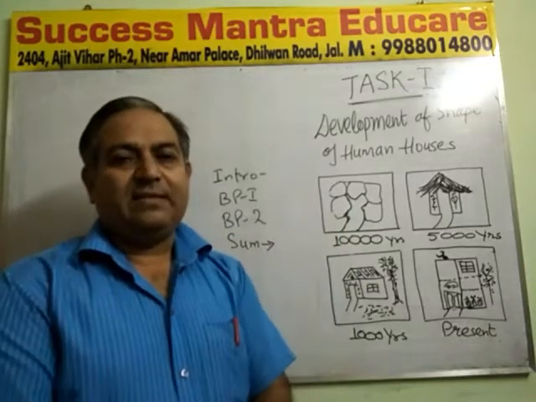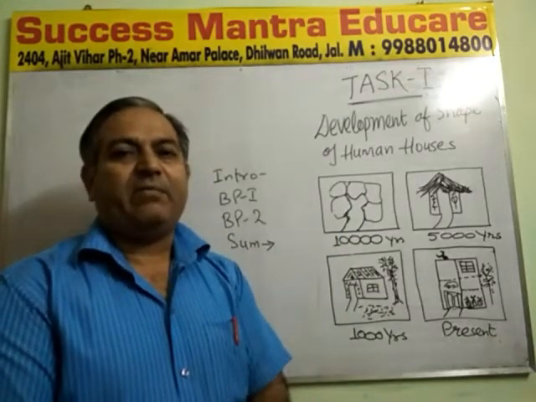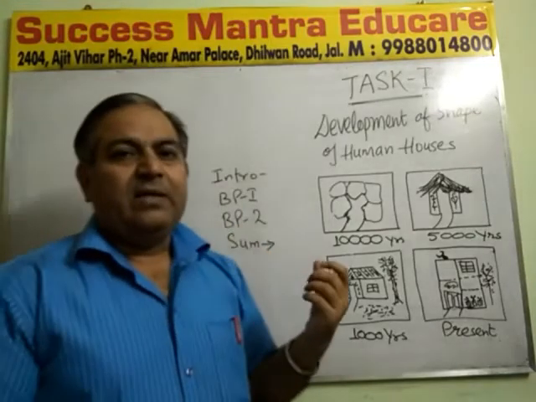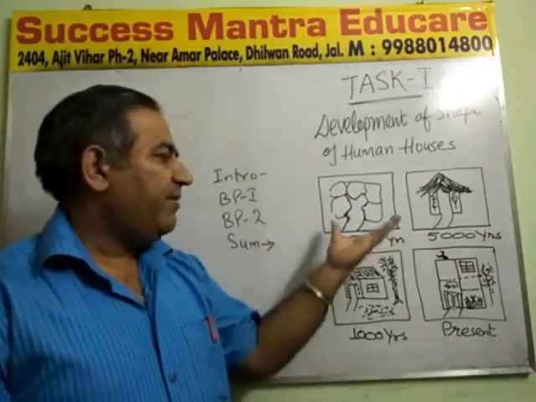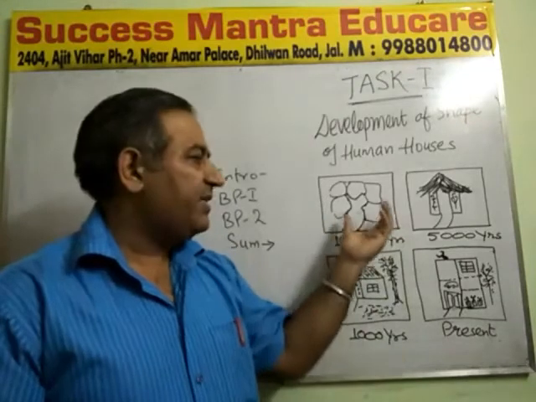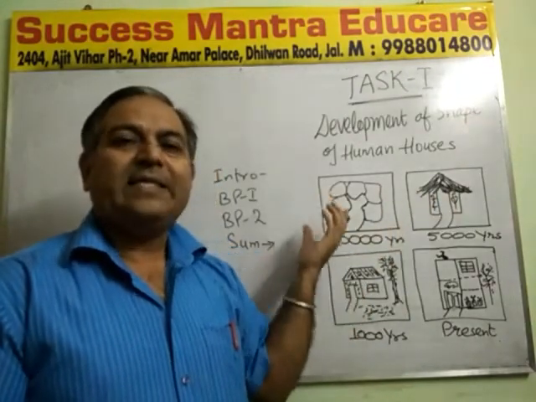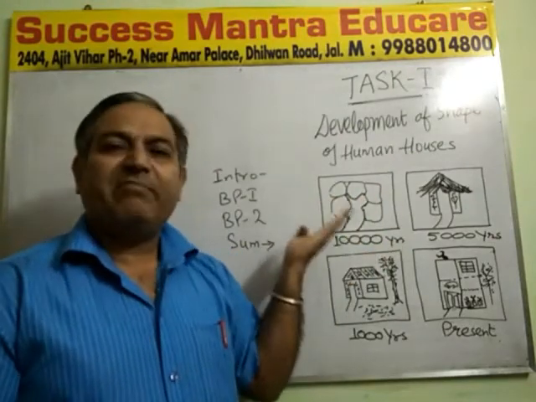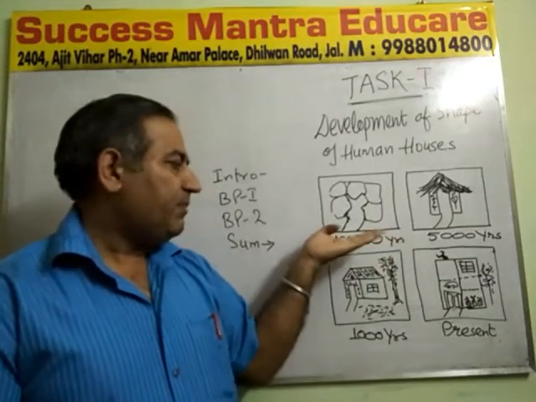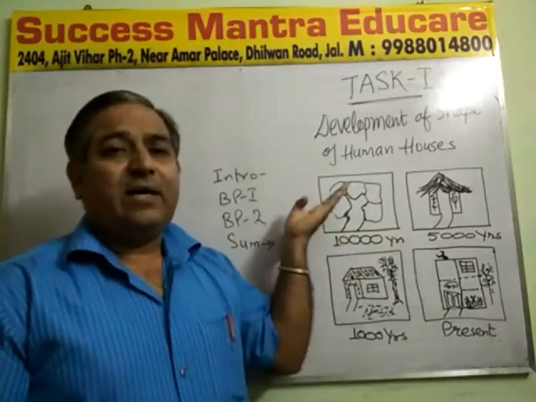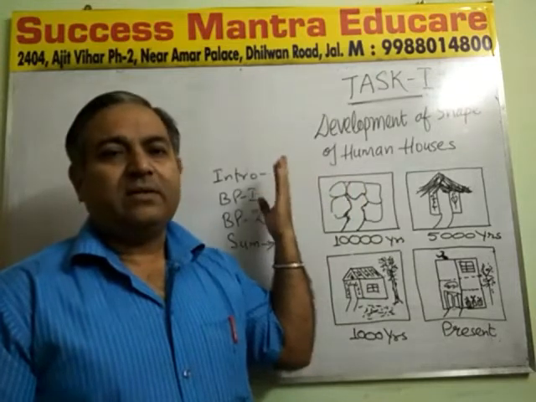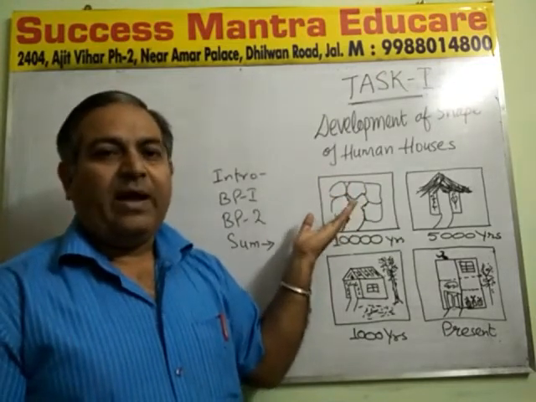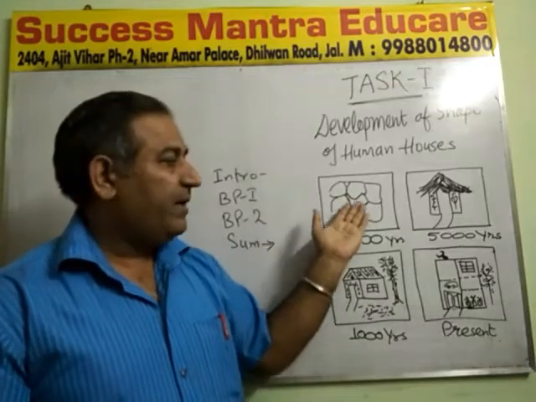After this analysis, let us start with how we can write BP1, that is body paragraph 1. In body paragraph 1, there is no hard and fast rule. Generally, I tell my students to take the first two figures together and try to explain what is given in them. In 10,000 years, as we have already analyzed, the houses were made from stones, and the entrance was very awkward and narrow, and not so convenient as compared to this.